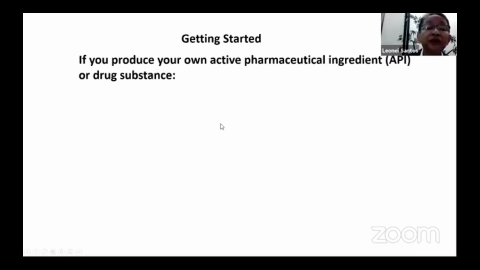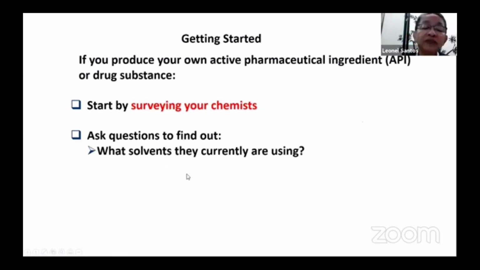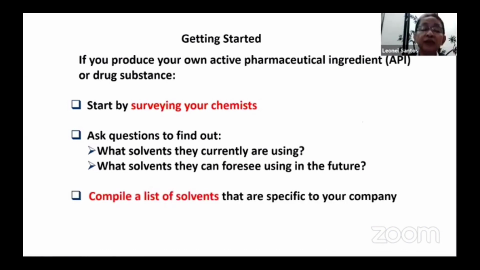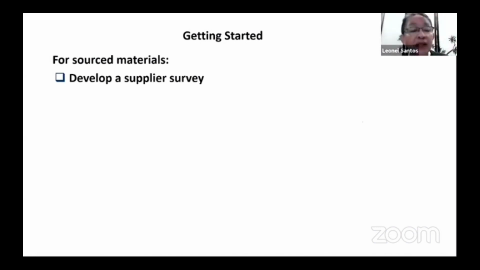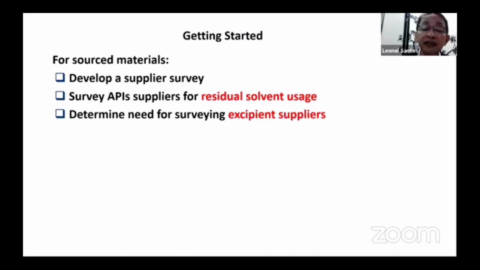So when you're starting to do the residual solvents and you're the one who produces your own active ingredients or the API or the drug substance, ask the organic chemist what solvents they are using in terms of synthesizing the API. Ask about what solvents they're currently using or what they foresee using in the future, so that you can prepare a methodology for residual solvents that will compile a list of all the solvents you intend to look for. Now, if you are sourcing your materials from another vendor, you need to develop a supplier survey. Find out what residual solvents the suppliers are using for the active pharmaceutical ingredients.